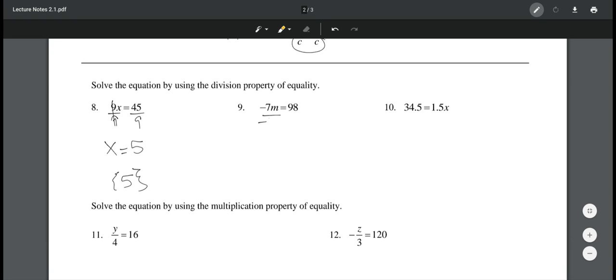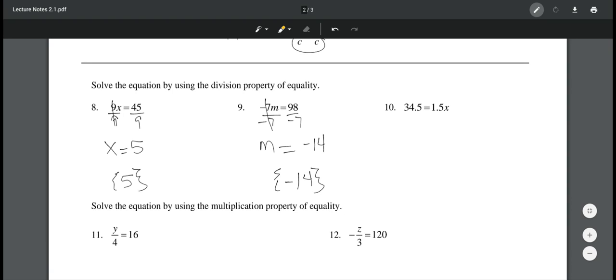Here, I divide both sides by -7 because that's -7 times m, and to undo multiplication, you divide. -7 divided by -7 is 1, so that is m. 98 divided by -7 is -14, a positive divided by a negative. So my outcome is -14.